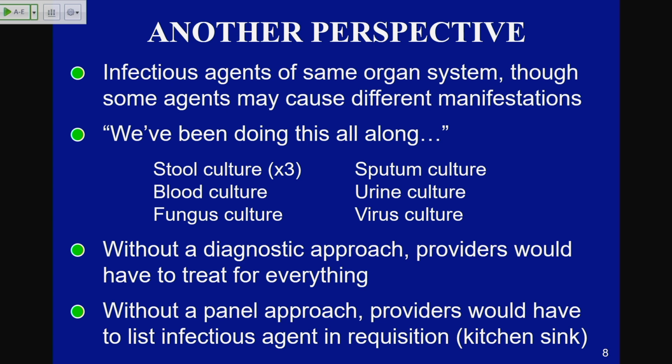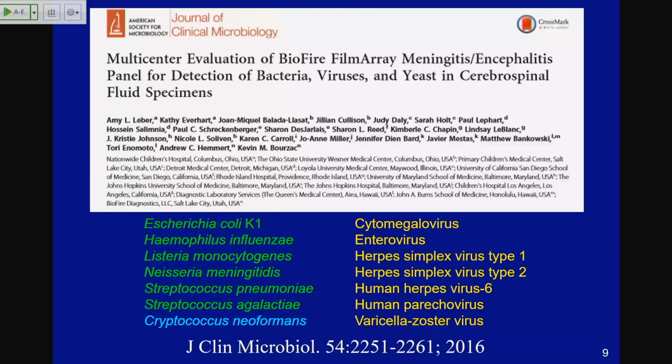And without a panel approach, without consolidating this, clinicians may be ordering 55 different PCR tests on the same specimen. So a panel approach may help in consolidating the diagnostic approach. All right, I'm going to discuss in various forms four types of syndromic panels. And the first one, you all know what this is, but I'm just going to call this a meningitis encephalitis panel.